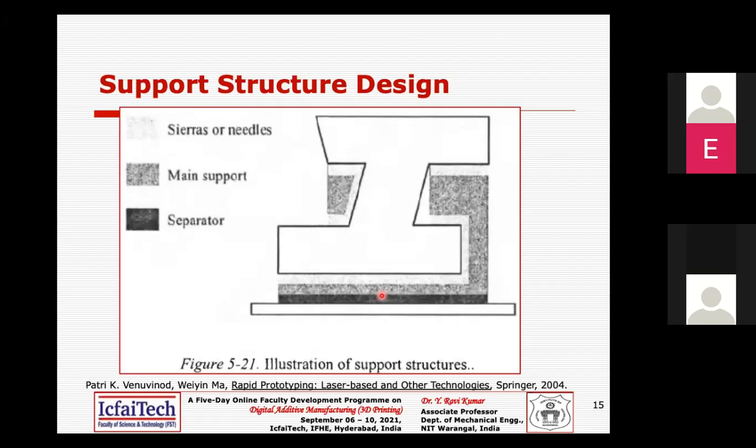We can change the support structure styles also. That is another flexibility we have with additive manufacturing. So then how do you tackle the support structure design while fabricating?